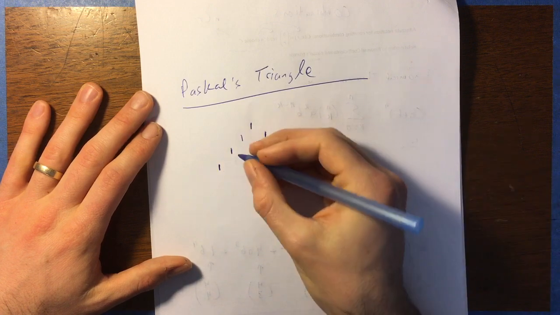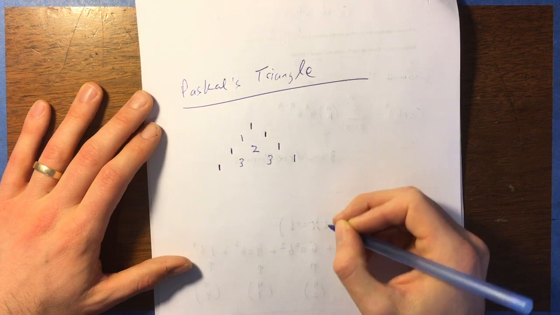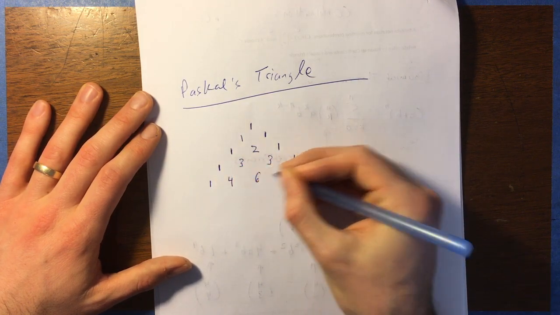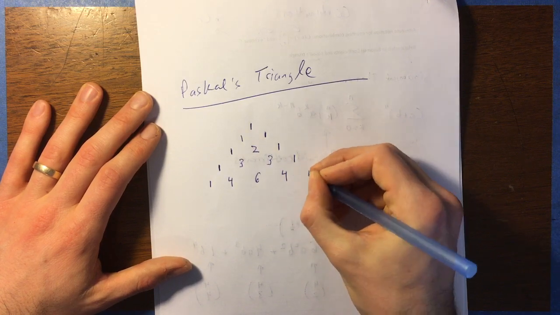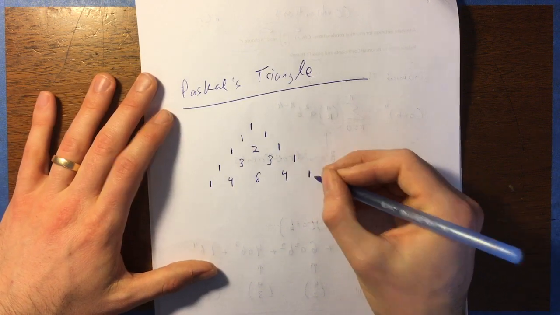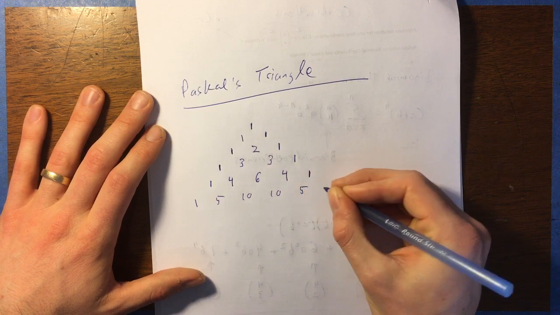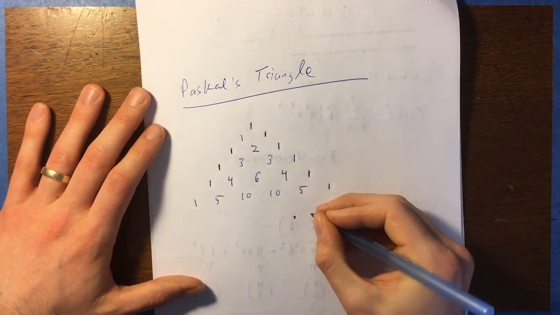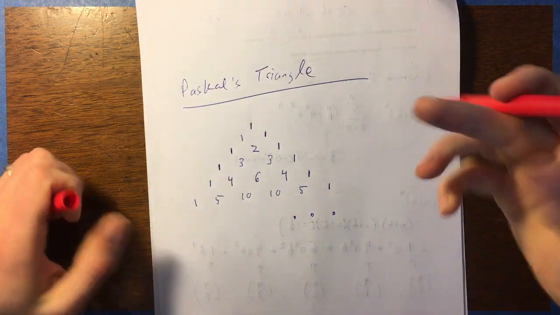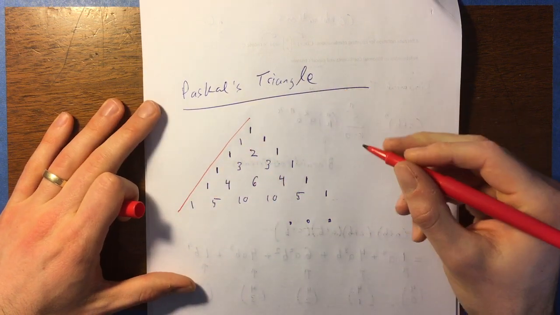But then my next row is going to be 1, and then 1 plus 2 is 3, and 2 plus 1 is also 3, and then I end with a 1. My next row is going to be 1, and then 1 plus 3 is 4, 3 plus 3 is 6, 3 plus 1 is 4, and then I have 1, 1 plus 0. You could think of there being zeros outside of this triangle. So 1 plus 0 is 1. And then I'll have 1, 5, 10, 10, 5, 1, and so on. I'll put a dot, dot, dot down here. So this is Pascal's triangle. It goes down forever. And the entries in the triangle are actually the values of n choose r.